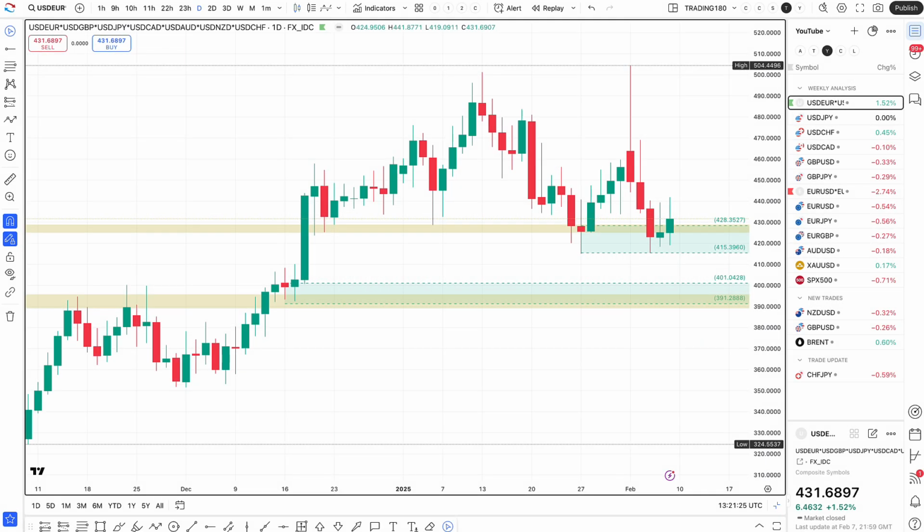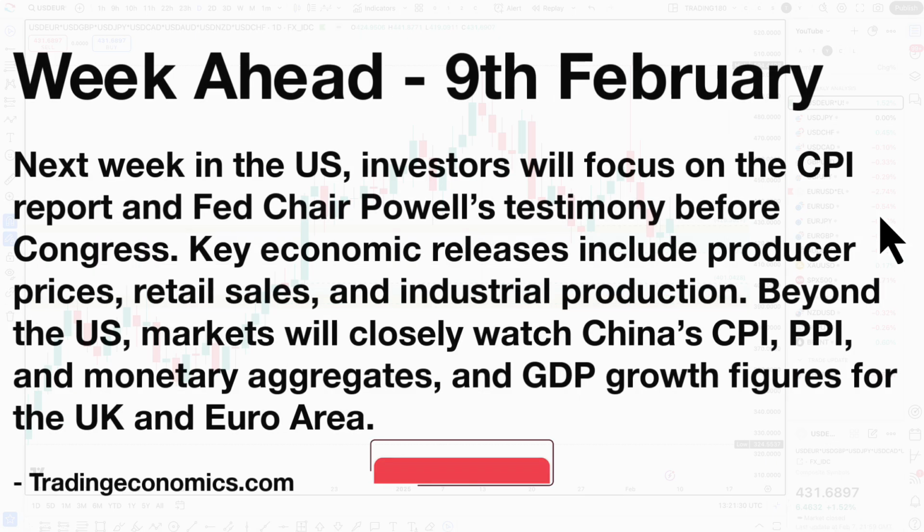And so let's get into the week ahead fundamentals. Next week in the US, investors will focus on the CPI report and Fed Chair Powell's testimony before Congress. Key economic releases include producer prices, retail sales, and industrial production. Beyond the US, markets will closely watch China's CPI, PPI, and monetary aggregates, and GDP growth figures for the UK and Euro area. So, a few things going on for the major currencies.